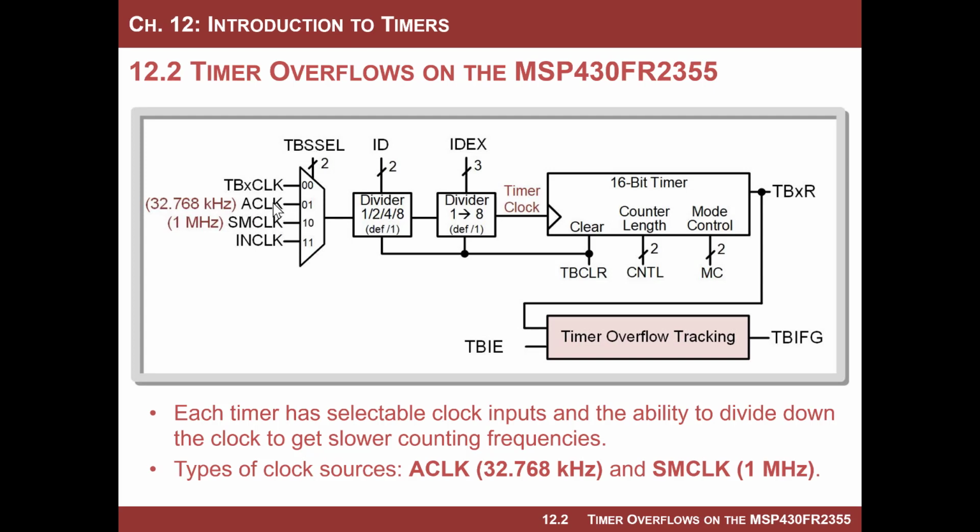Then there are 2 internally generated clocks that you can use. One of them is called A clock for auxiliary clock, and it has a 32 kilohertz clock. This is on the chip, so you get this for free. You don't have to wire anything up. The other one is called SM clock, and that is 1 megahertz. And so the S stands for, I think it's subsystem master clock. And these 2 are internal.